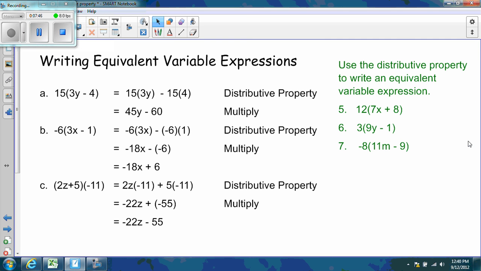So use those to guide you, but use the distributive property to write equivalent variable expressions for the following 3 problems. Be careful to watch your signs. So if there's a negative on the outside, you still need to bring it in, and also make sure you keep these minus signs. So press pause now and give it a try.